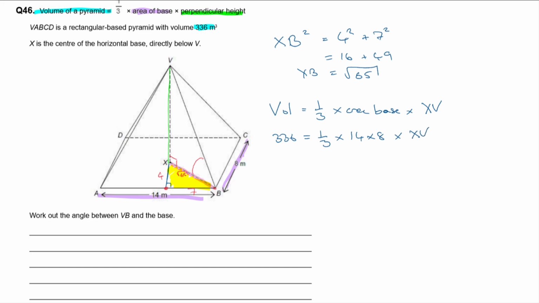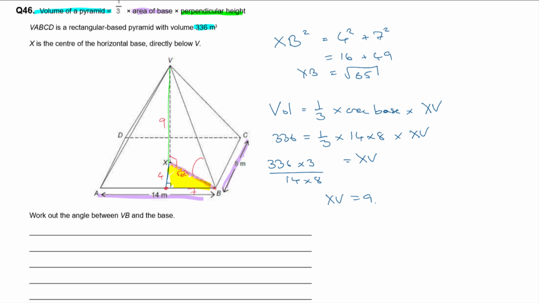Okay, so then rearranging, XV is going to be 336. That third, if I times through by 3, it will disappear, and I'll get a times 3 up here, and then I'm going to divide through by the 14 and the 8 like that. So I've got XV, the height of the pyramid, is going to be 336 times 3 divided by 14 divided by 8, and that comes out to be 9. So XV is equal to 9. Okay, so that side there is then 9.